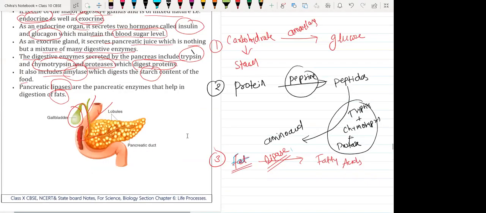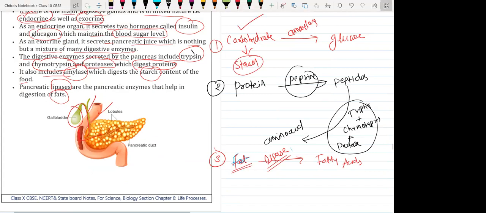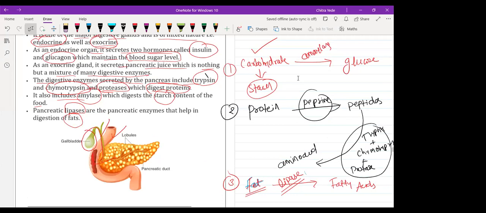So carbohydrate is digested by amylase into glucose. Very important: carbohydrates are nothing but starch, and they may also be in the form of sugar. Then protein is digested into peptide by pepsin, then by trypsin and chymotrypsin into amino acid, and fat is digested into fatty acid by lipase.